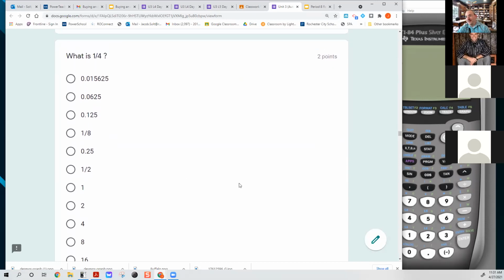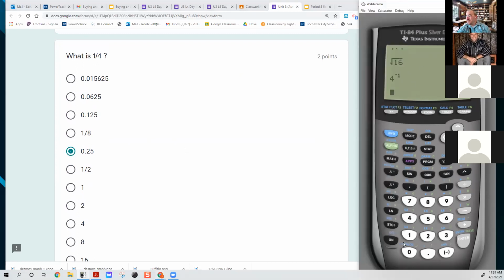What is 1/4? 0.25. Yeah, it's the 0.25, right? I wanted you to know that fractions can become expressed as decimals. We can take any fraction, we can express it as a decimal.